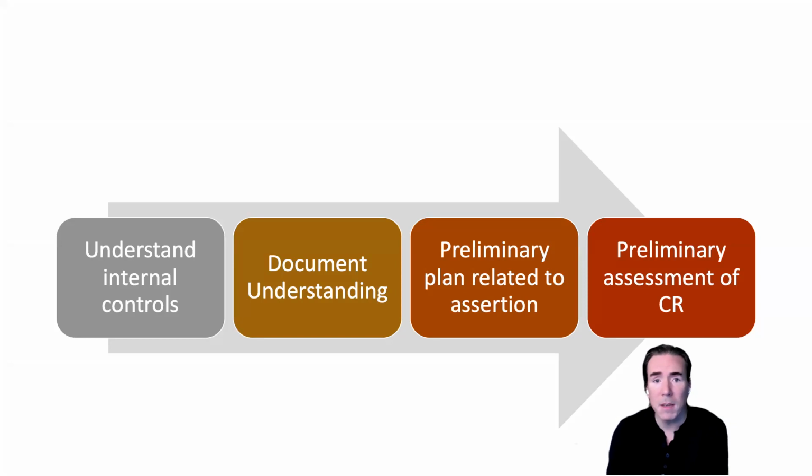Then we will document that understanding. The assumption is if we haven't documented it, we didn't do it. Then we'll come up with a preliminary plan related to the assertions. And then we'll do an assessment of internal controls risk. And so remember, control risk is the likelihood that the controls will fail. So first we need to understand the controls in place, document our understanding, map that understanding to the assertions, and then assess the control risk based on what we've seen.